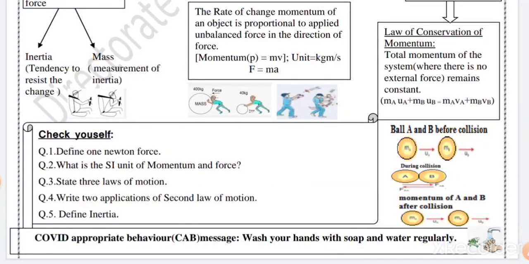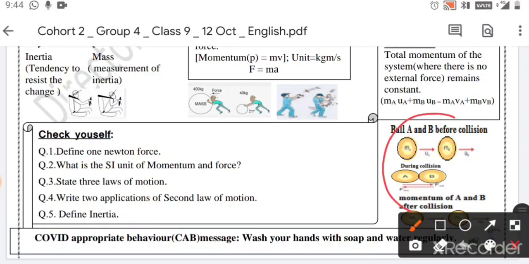So now what is the law of conservation of momentum? We have discussed in the last worksheet that before collision and after collision, the total momentum of the system remains the same, remains constant. So it is called conserved. This is the law of conservation of momentum. If you have not studied it, see the video of the last worksheet also, you will get it clear.